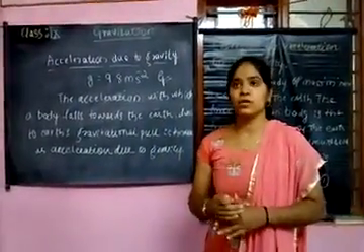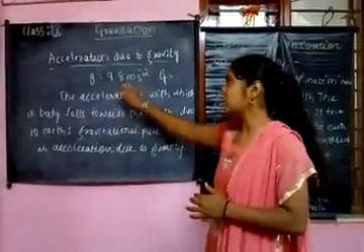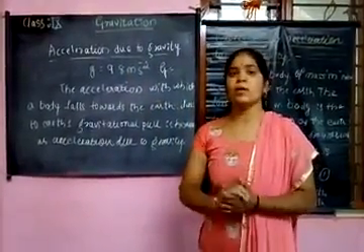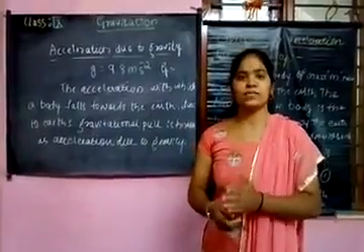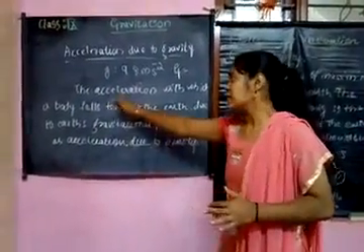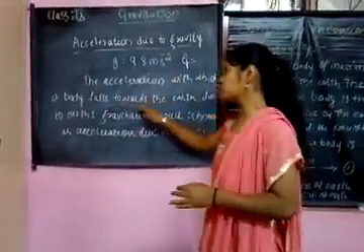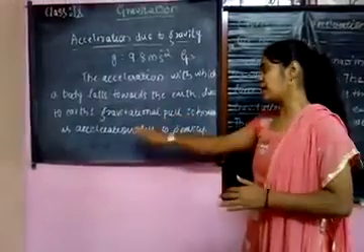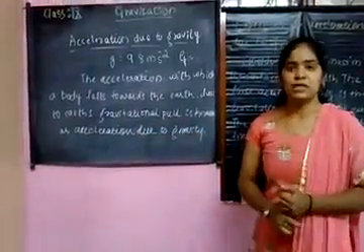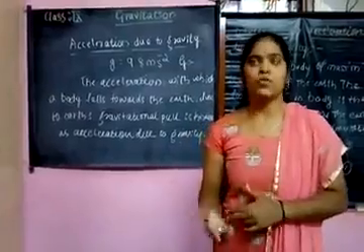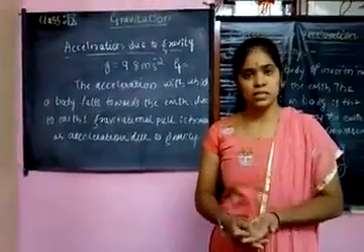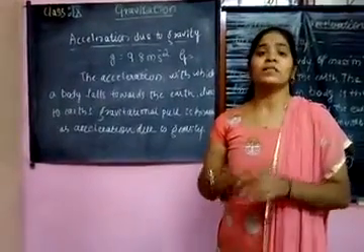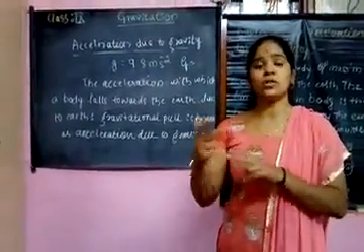In the next session we are going to derive this value using the expression of acceleration due to gravity. Before that, the definition is: the acceleration with which a body falls towards the earth due to the earth's gravitational pull is known as the acceleration due to gravity. It means that when we neglect the air resistance, any two objects falling towards the earth's surface are falling with a constant acceleration.